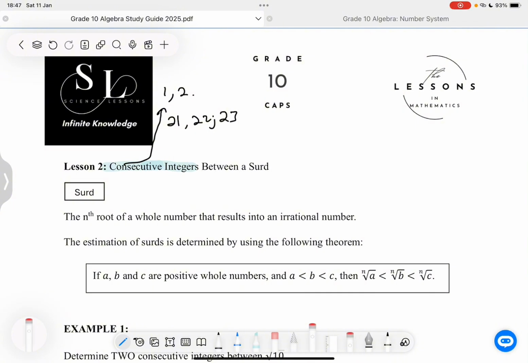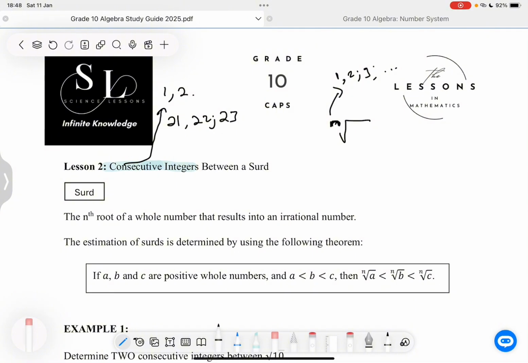Then the other focus will be us understanding the word set. The word set means the nth root of a whole number that gives us an irrational number. So when we say an nth root, we're speaking about something that looks like this. The nth root here is an n, and n here would be any number that is a natural number. In other words, n can be 1, 2, 3, and so on.